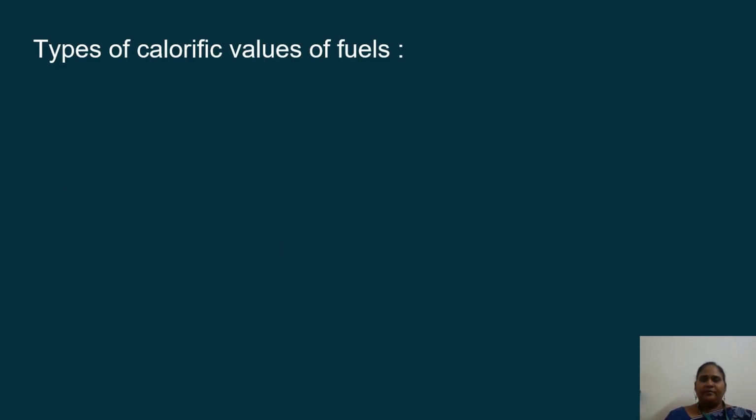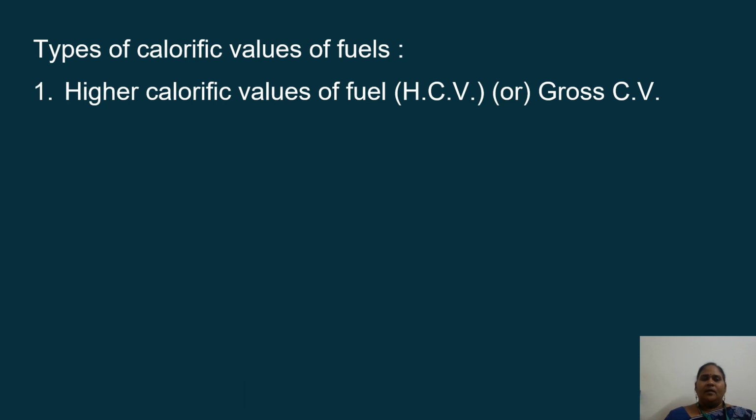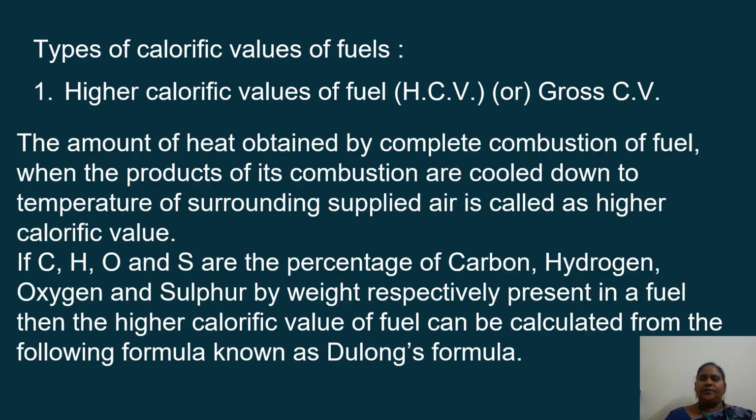Types of calorific values of fuels. There are two types. The first type is higher calorific value or gross calorific value. The amount of heat obtained by complete combustion of fuel when the products of its combustion are cooled down to the temperature of the surrounding supplied air is called the higher calorific value.